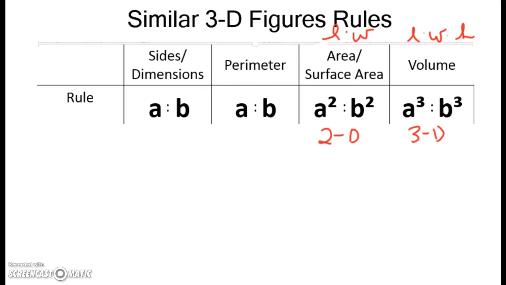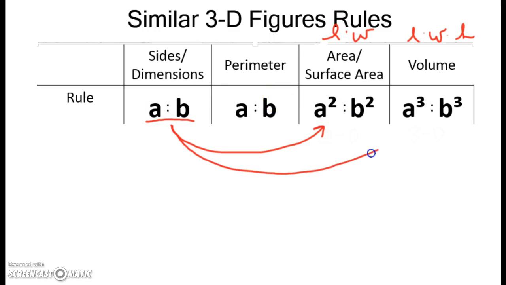All right, so what we need to be able to do on this chart is we need to be able to get back and forth between different things. Let me make this bigger really quick. Okay, so if we're right here in the dimensions category or the sides category, like if they told us that the sides of a rectangle are in the ratio 2:3, and they asked us what would be the ratio of their areas, to get from this to this, you just square the numbers. And to get from this to this, you would cube the numbers.